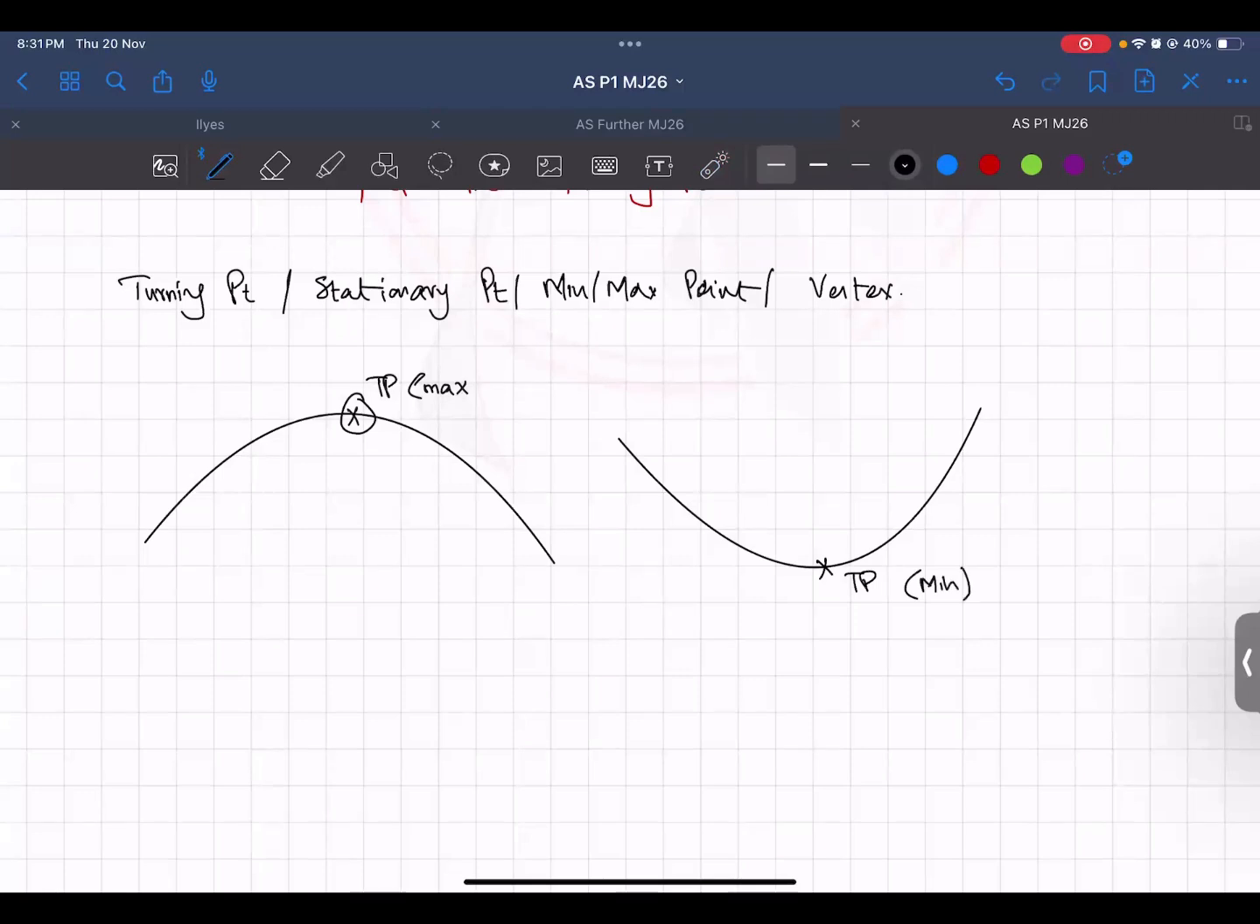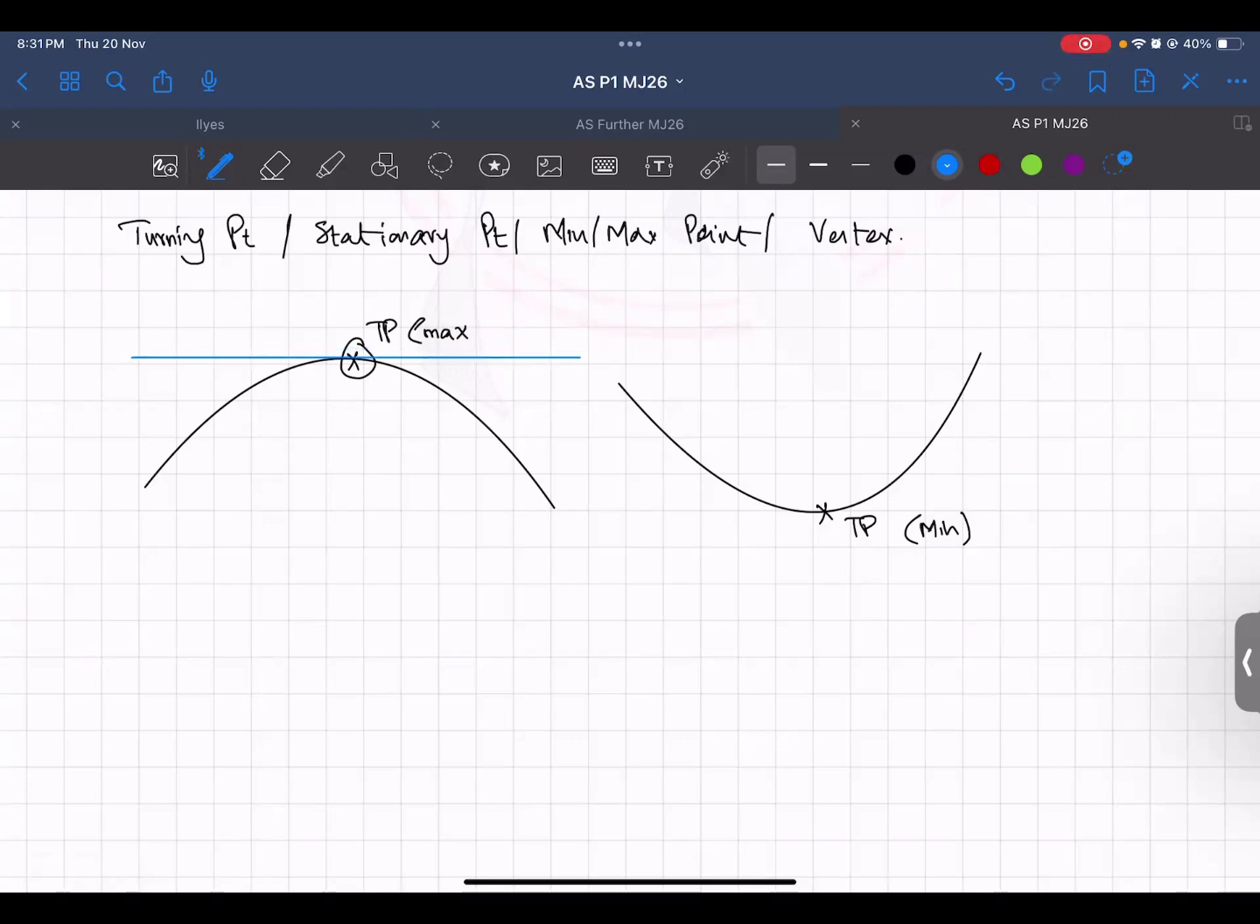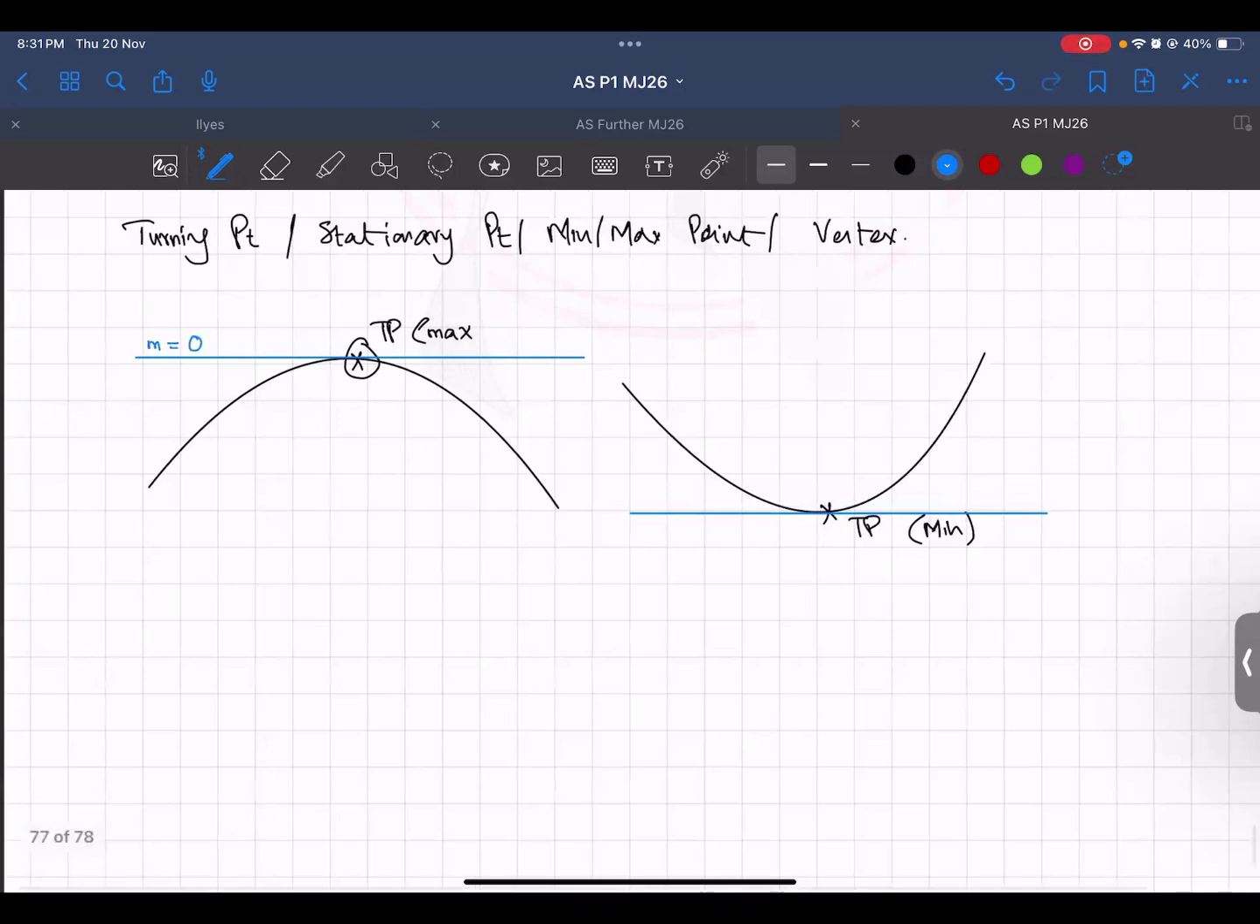Both of them combined, you can call them the stationary point, the stationary value, the minimum maximum point, vertex and turning point. So all of these are names for the same thing. Now, one more interesting thing is that if you draw a tangent at a turning point, it will always be horizontal, isn't it? The tangent at a turning point is horizontal, so the gradient is zero.